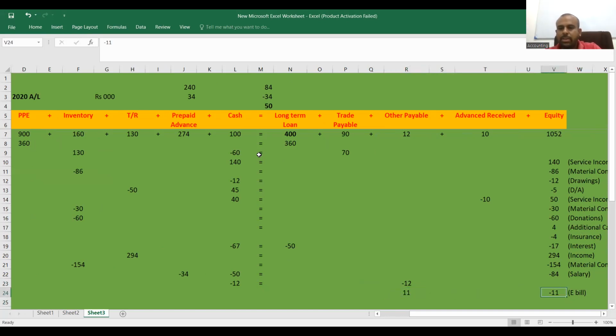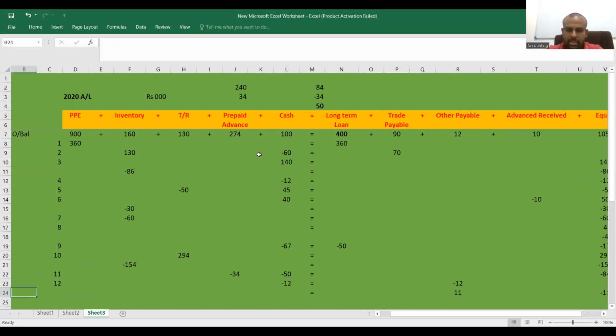Electricity bill received but not paid. Whether you paid or not, you recognize expense. If you paid, your cash balance reduces, but here not the cash balance, but the other payable, accrued electricity bill, will increase by 11,000. Is that clear now? Yes. That is transaction number 12.